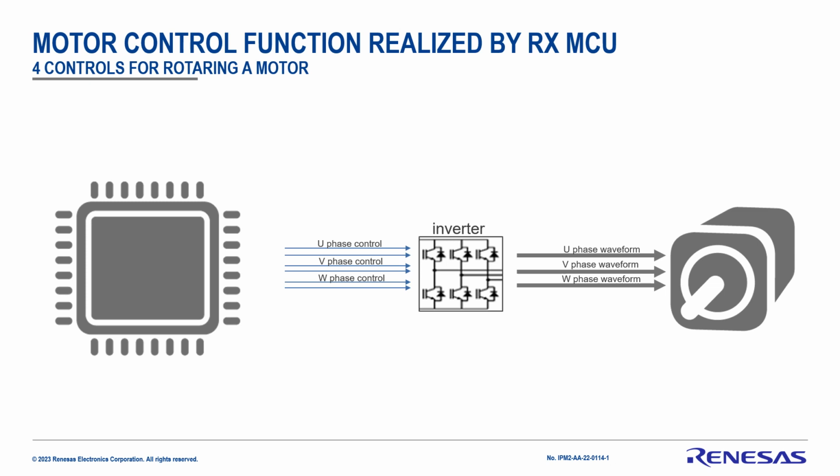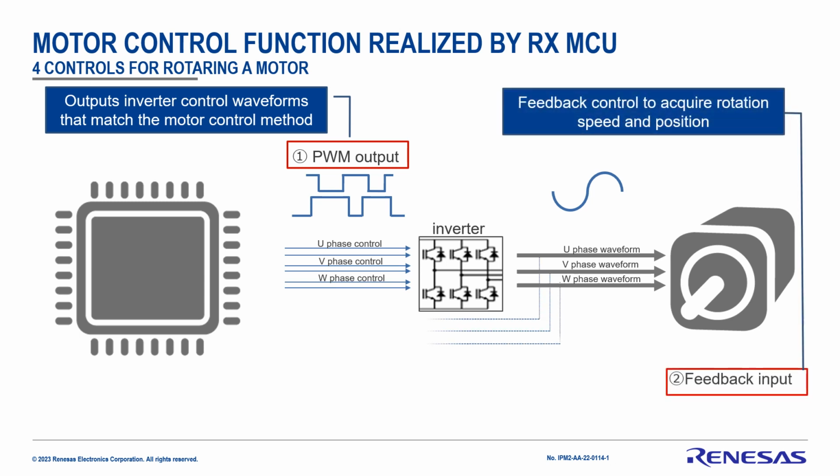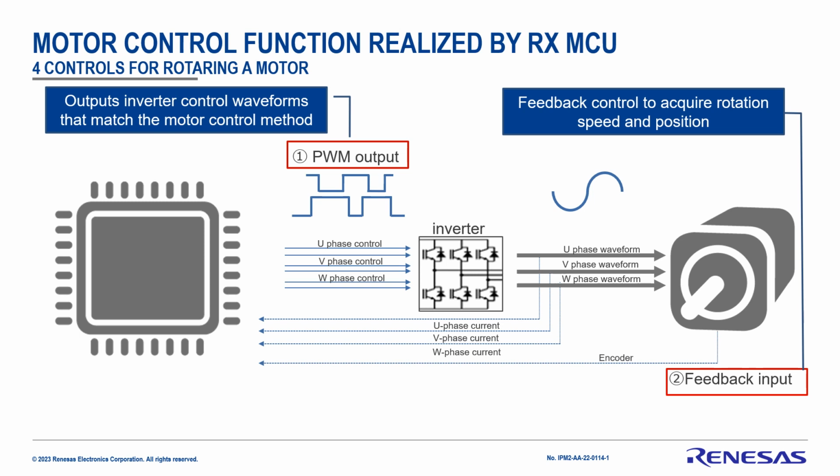Rotating a motor requires few controls. This document will introduce 4 general controls and RX MCU peripherals that enable them. These 4 controls could be roughly divided to 1. PWM output to control inverter switches for 3-phase sine wave generation. 2. Feedback input of encoder and shunt current to calculate current motor position and speed.